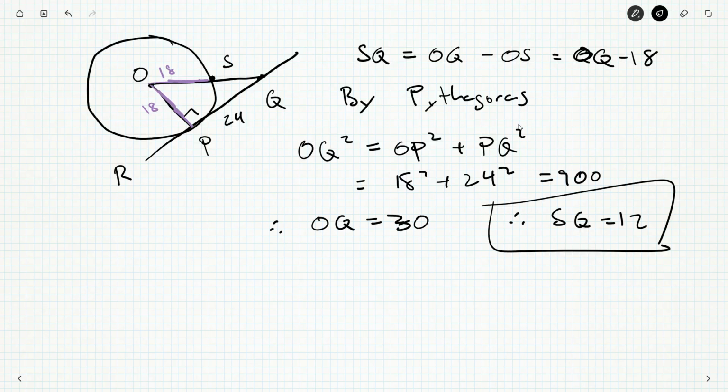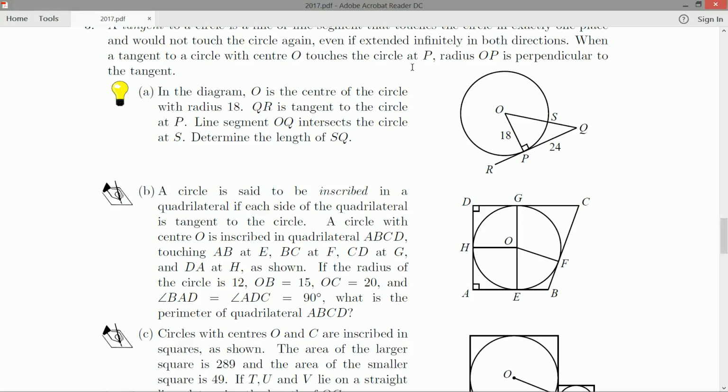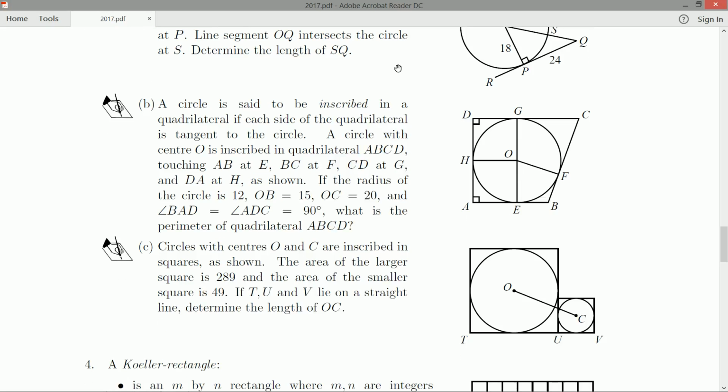Very quick. If we wanted to, we could just write 12 in the box they provide in the answer booklet, but we do have some justification. Pythagoras, we make the note of how to calculate SQ, that sort of stuff, and that's good. All right, so we've got B and C here.